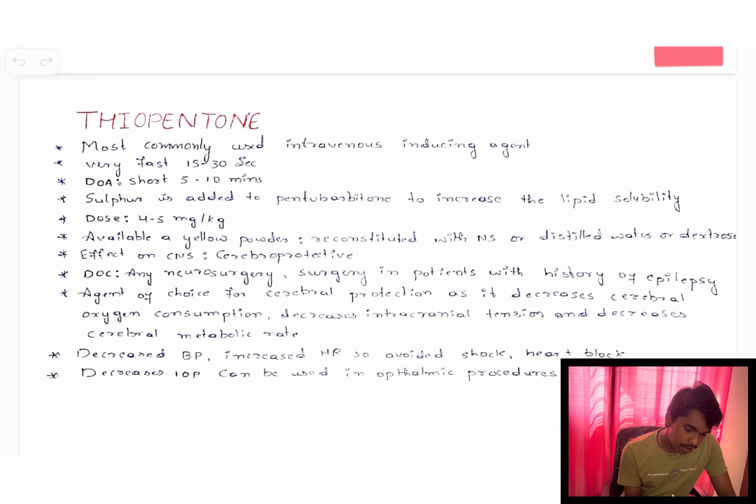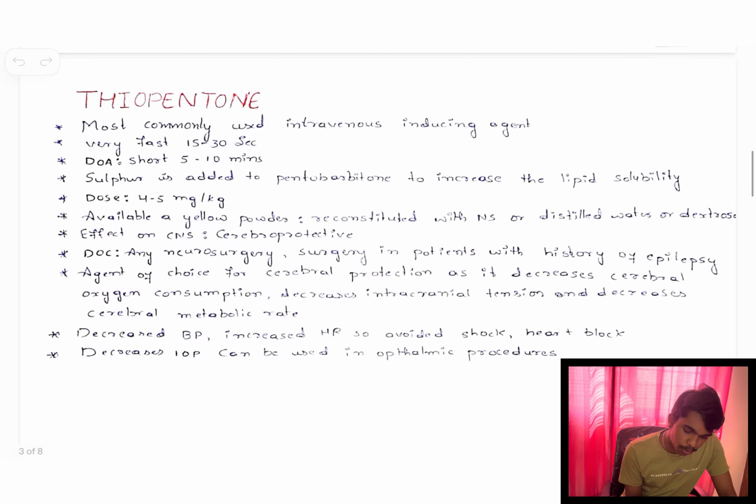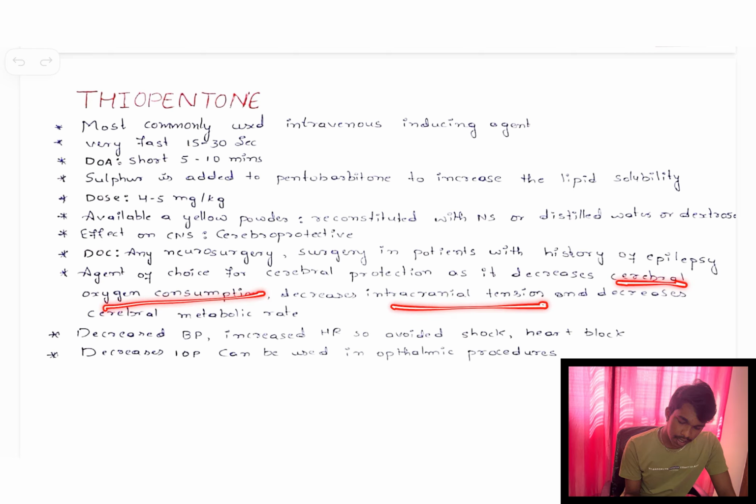Effect on the CNS is cerebroprotective. It is the drug of choice for neurosurgery. Read in this order: neurosurgery and any history of epilepsy, a patient with a history of epilepsy. It is also the agent of choice in cerebroprotection, as it decreases cerebral oxygen consumption, intracranial tension, and also decreases the metabolic rate.